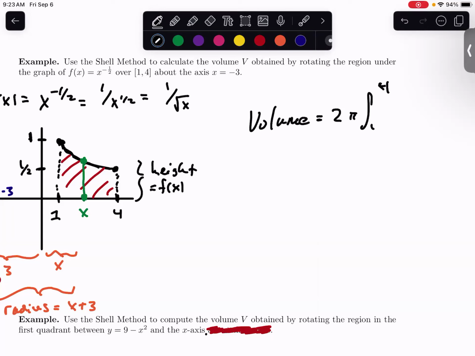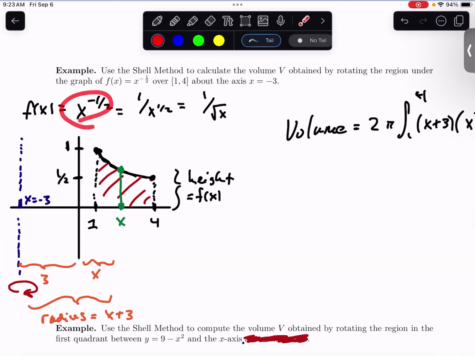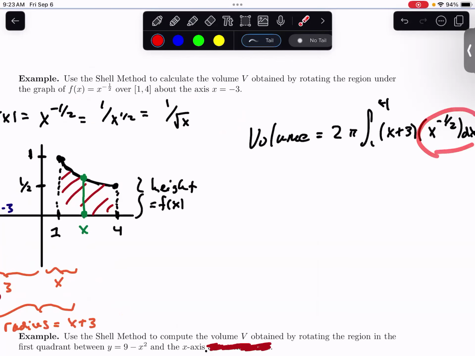Okay, so what changes here is now instead of having an x, we're going to have an x + 3. And then we're multiplying by the height, which is going to be this x to the -1/2 power. So I go between x to the minus 1/2 and 1 over the square root of x. When you're integrating, it's easier to write things out as x to the minus 1/2, so you can just think in terms of the power rule.